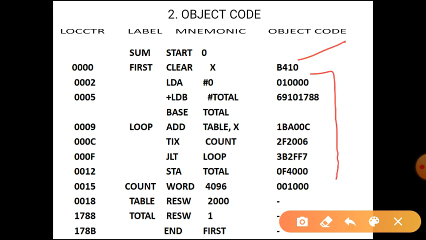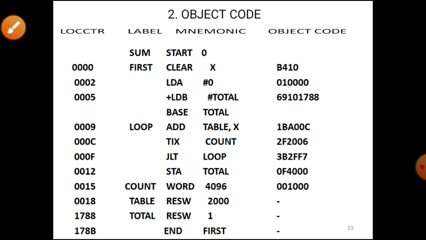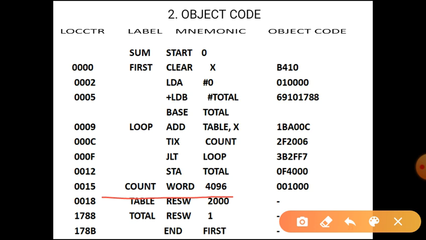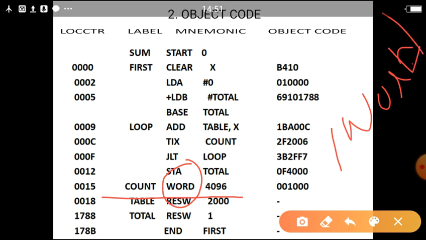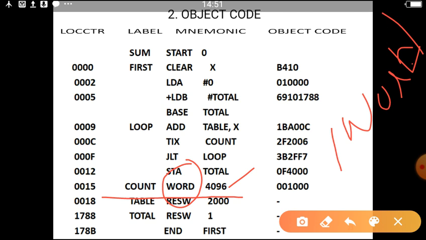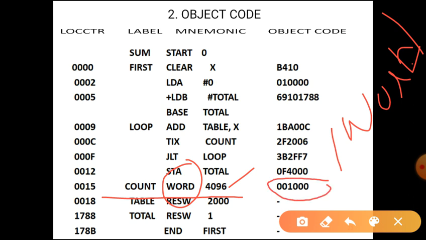Similarly, you can verify with all of this. One more here: we have an assembler directive, COUNT WORD 4096. What do you mean by the WORD assembler directive? It says reserve one word and initialize it with 4096. Since it is given in decimal, you have to convert it into hexadecimal, and write that as the object code.